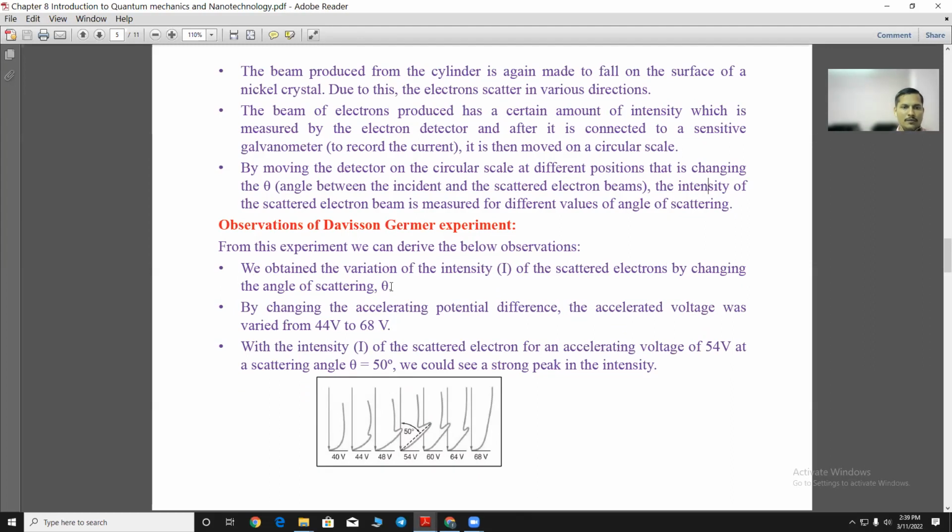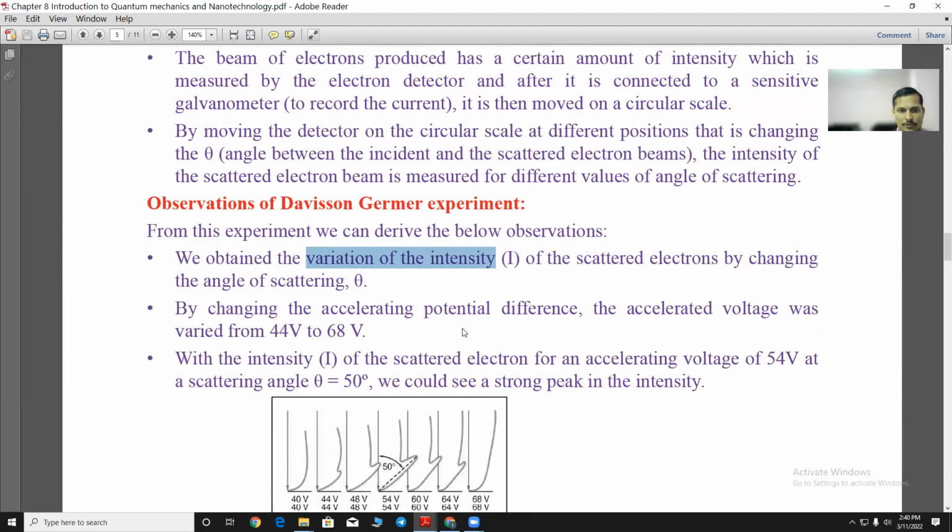We obtained the variation of the intensity, that is I, of the scattered electrons by changing the angle of scattering theta. म्हणजे जसा अँगल बदलतोय तर तसं इंटेन्सिटी मध्ये व्हेरिएशन होतंय, that is capital I. By changing the accelerating potential difference, the accelerating voltage was varied from 44 volt to 68 volt. म्हणजे इथे तुम्ही बघू शकताय खाली एक ग्राफ किंवा पॅटर्न्स दिलेले. Okay, is it visible?